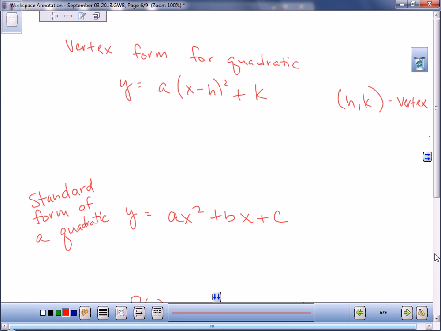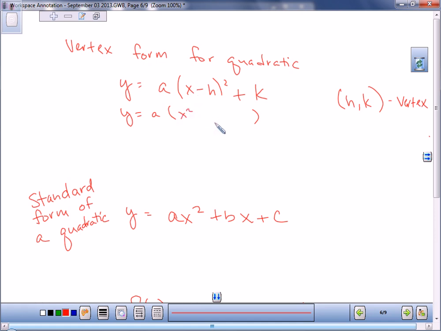So let's see how these two relate. If I could take vertex form, do you see I have a binomial squared right here in the middle of my vertex form? Let's go ahead and expand that binomial. To expand that binomial, we're going to square that first term. So x squared is just x squared.